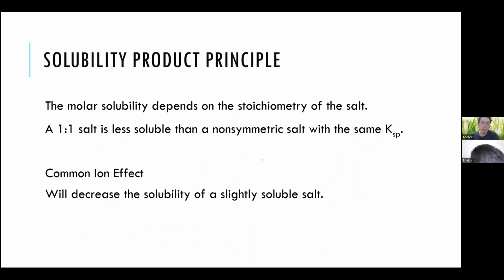The molar solubility depends on the stoichiometry of the salt. So, a 1:1 salt is less soluble than a non-symmetrical salt with the same Ksp. May reason for this, no? Kasi pag 1:1 yung salt mo, Josh, mas stronger yung binding nila. Kasi 1:1 lang naman sila, no? So, the ionic bond will be stronger between these two.